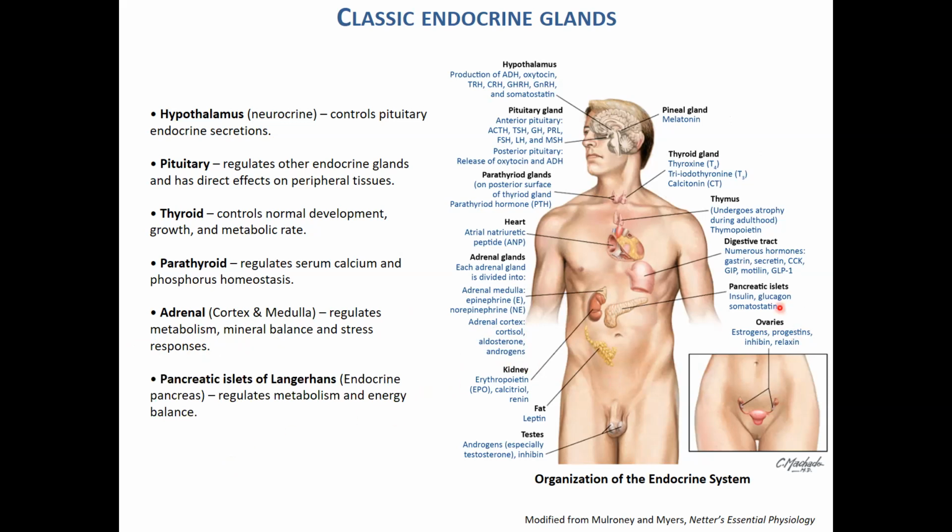Then we have the pancreatic islets. These are the islets of Langerhans. They produce both insulin and glucagon, and these hormones are involved in the storage and utilization of metabolic fuels. And we'll cover that next week when we cover the endocrine pancreas. And finally, the class of plastic endocrine glands are the ovaries and testes. These control the sexual function, maturation, and development.